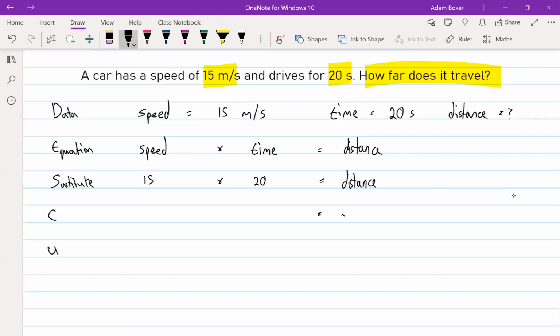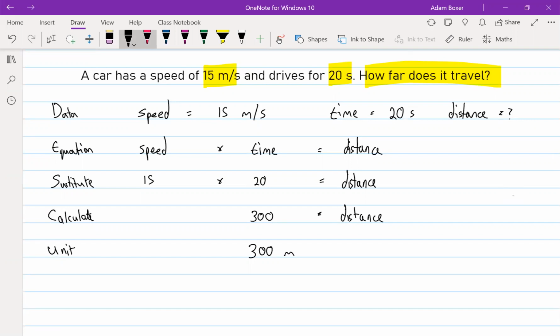Calculate. Well, I just get my calculator and I do 15 times 20, and that gives me 300. What is my unit? Well, I've just worked out distance, so my unit has to be meters. And that's it, that's done. Oh, I'm so useless. Calculate. I should have asked you what that stands for and what that stands for. Oh well, I've let you down. I'm sorry, guys. Okay. But that's it.